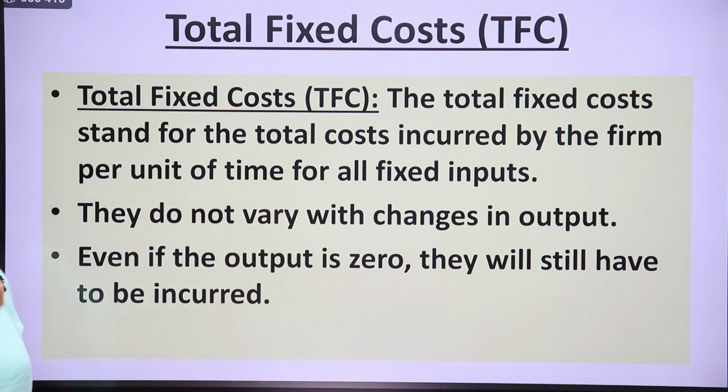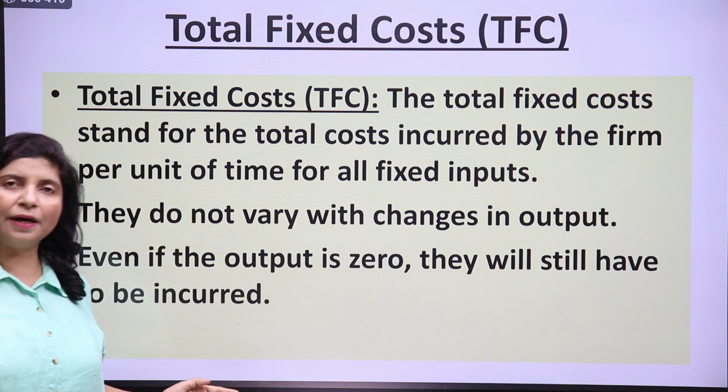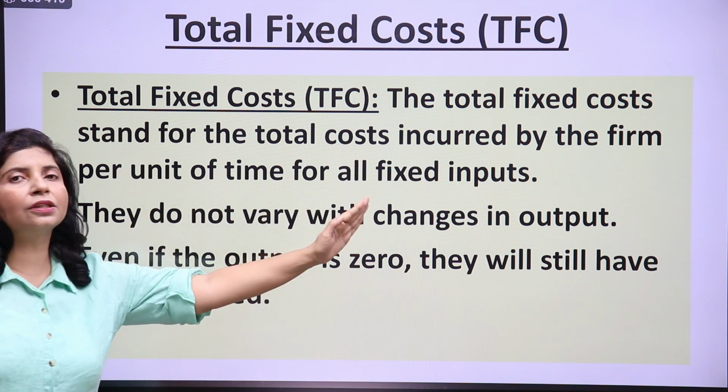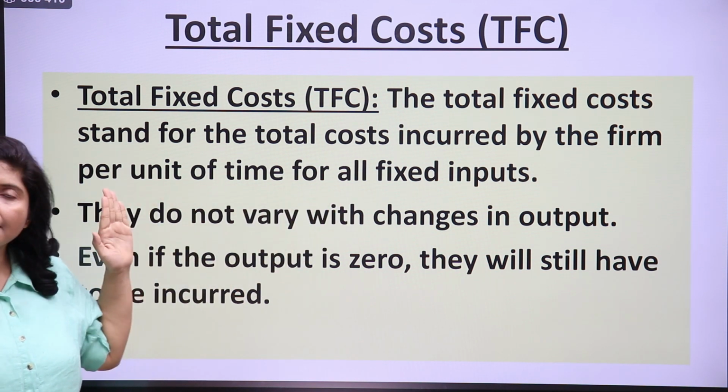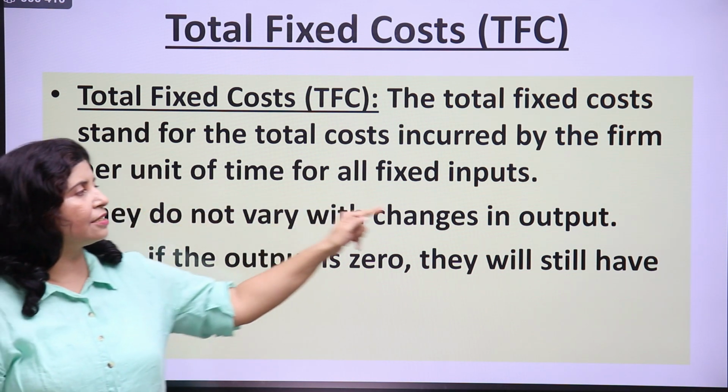Fixed inputs are recorded per unit of time because they are purchased once and used for at least 20 years, or maybe 10 years for some machines. So they are long-term usable factors, and here that term is used in this manner. They do not vary with changes in output.